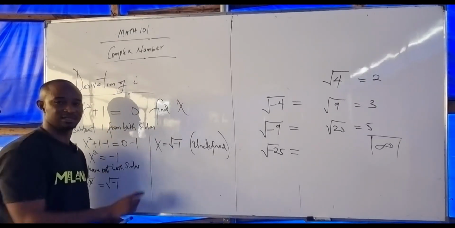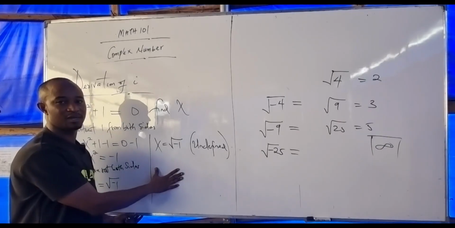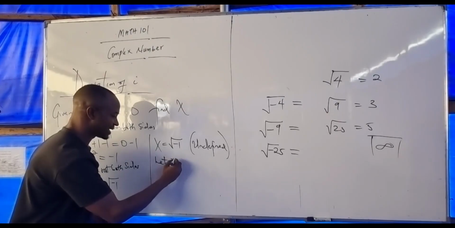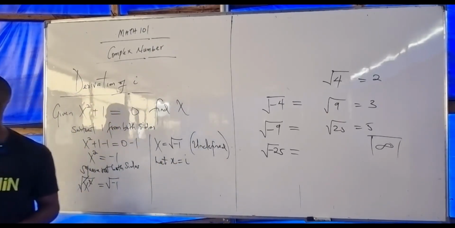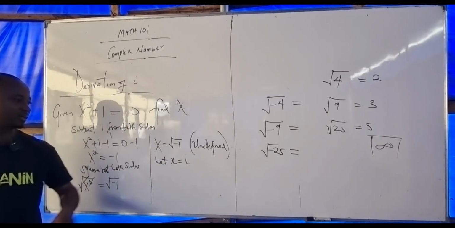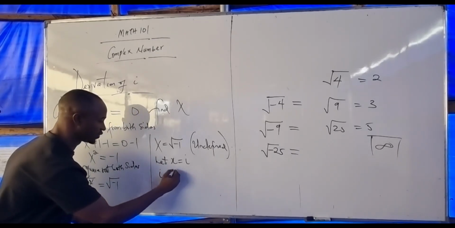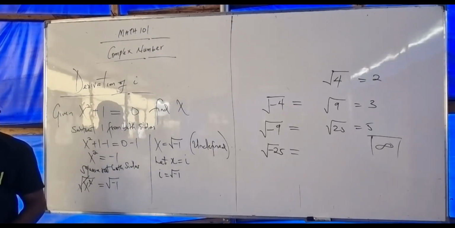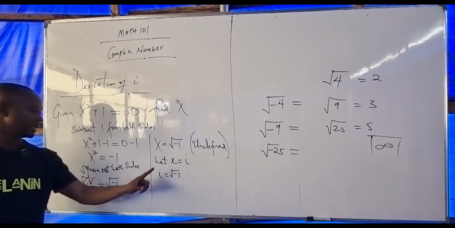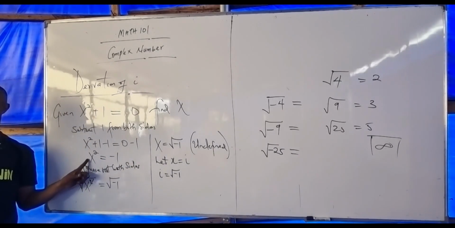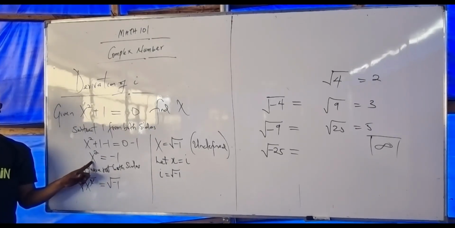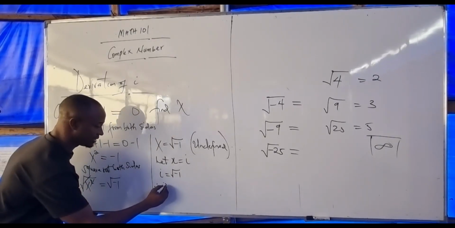Now, for me to define this, I can't just say it is undefined. I have to define it. To define this, I will say let x equal i. We use i to define the value of x. If x equals i, that means i is equal to root of minus 1. Are you following? If x is i, it means that i is root of minus 1. If my x is actually i, and we are saying that x squared is equal to minus 1, what will be here? i squared. That means also i squared is equal to minus 1.